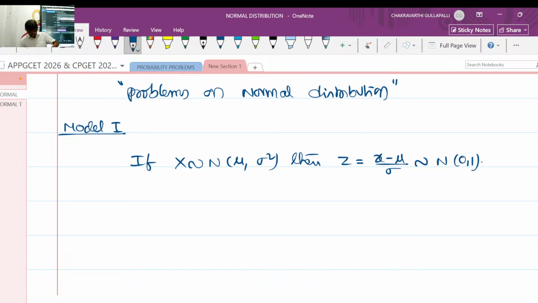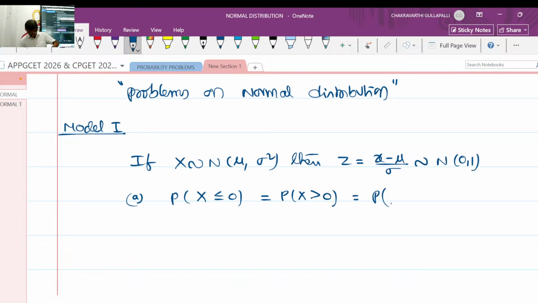Now we have confined it to 0, 1. In the preceding one, mu is any value between minus infinity to plus infinity, and sigma square is greater than 0, between 0 and infinity. In this case, our requirement is the probability of X less than or equal to 0. X greater than or equal to 0, both are the same here.